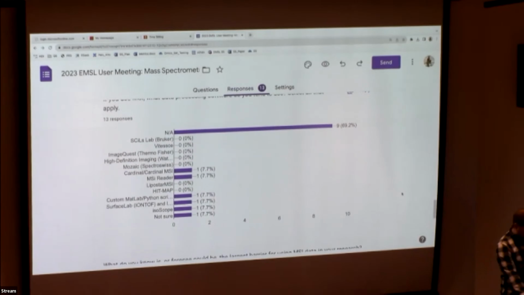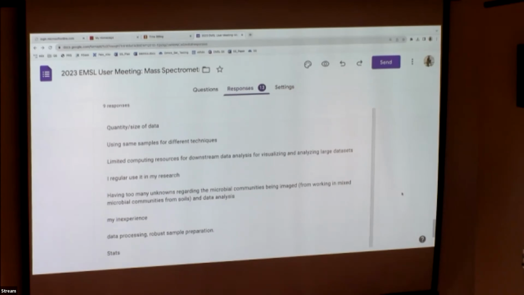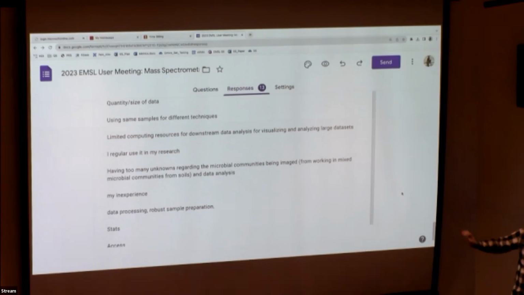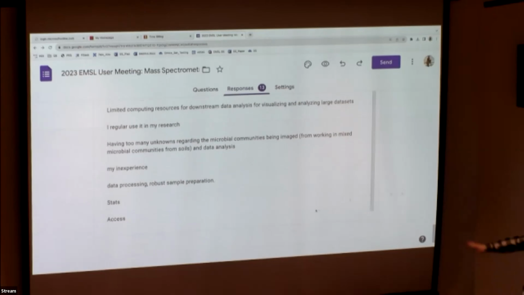And then software, it looks like people are using Cardinal, MSI Reader. Hard to tell with an N of 1. Please don't tell any statisticians. But basically, it looks like these are the kinds of areas that somebody's at least used. When it comes to barriers, it looks like things like the size of the data, the sampling techniques, having too many unknowns in microbial communities, general inexperience. What a fair and honest answer, whoever put that. I appreciate that answer, and data processing.